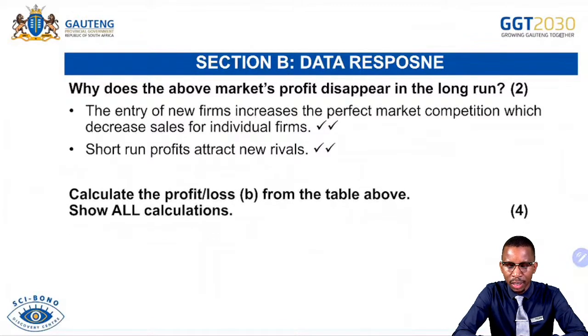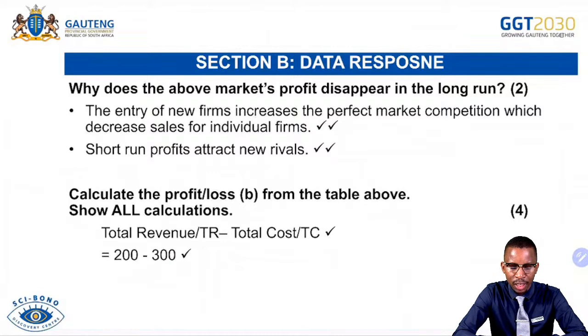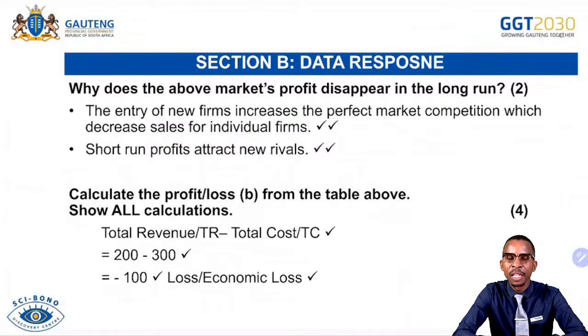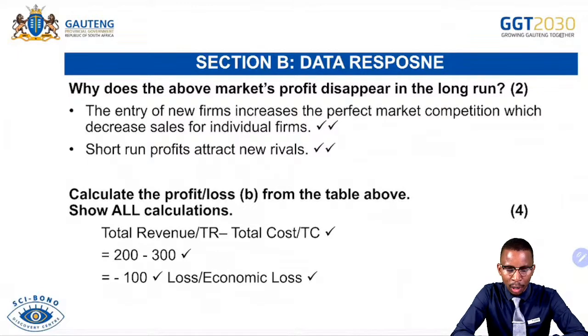Calculate the profit or loss in B from the table above. For all calculations, it is total revenue minus total cost. How do we go about it? We say 200 minus 300, and that gives us negative 100. Then the firm is making an economic loss because total costs were greater than total revenues.